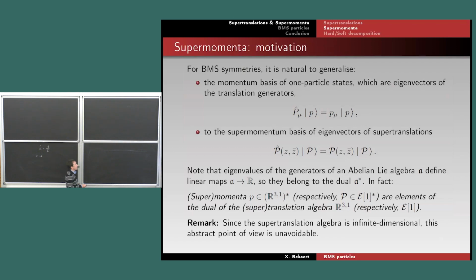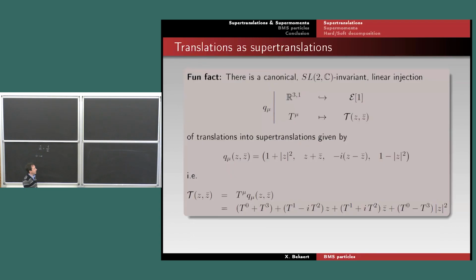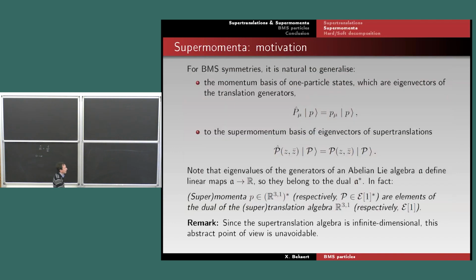Okay, so the idea is that we would like to build wave functions. One thing that looks very natural, and is natural from the point of view of the method of induced representation, is to consider, since you have an abelian normal subgroup, that you would like to diagonalize it. And so that's what we do. We have the usual momentum basis, and we would like to generalize it to the super momentum basis of eigenvectors of super translation generators, okay?